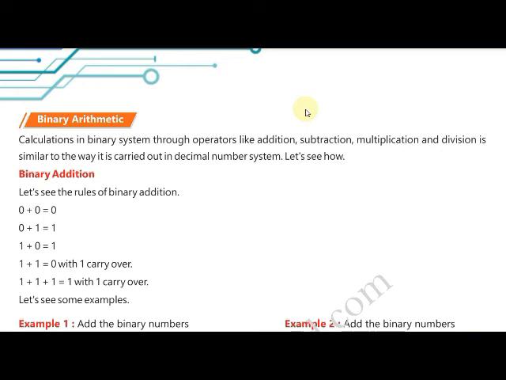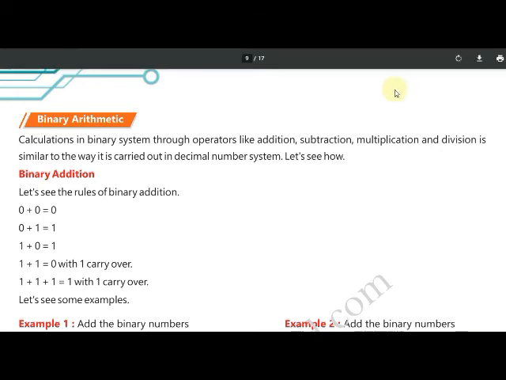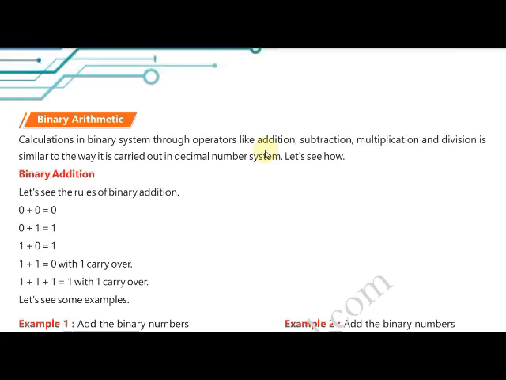Okay, so in the last session, that means in session 3, we learned how to convert decimal to binary, binary to decimal, decimal to octal, octal to decimal, then hexadecimal to decimal, and decimal to hexadecimal. We learned these points in the last session. Now in this session we are going to calculate the arithmetic operations with binary numbers.